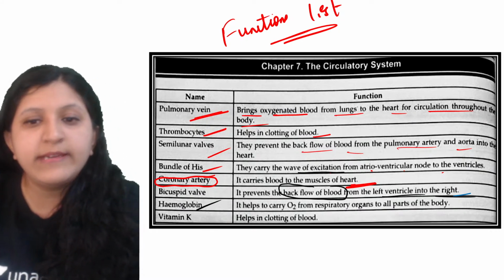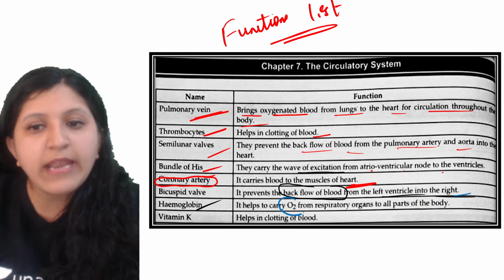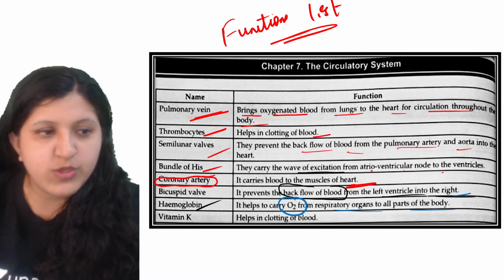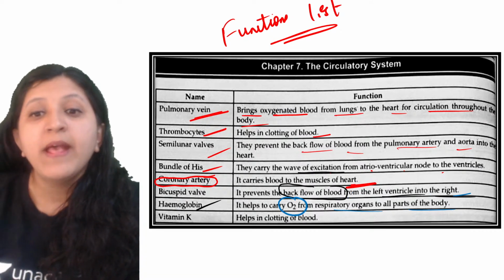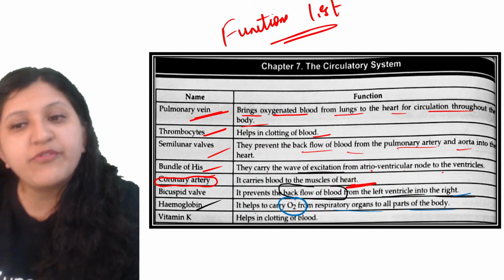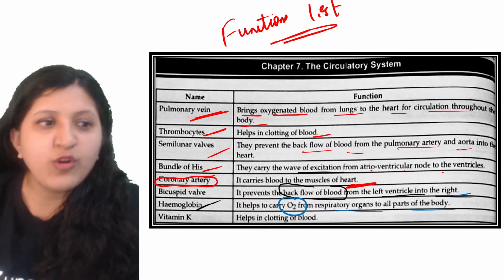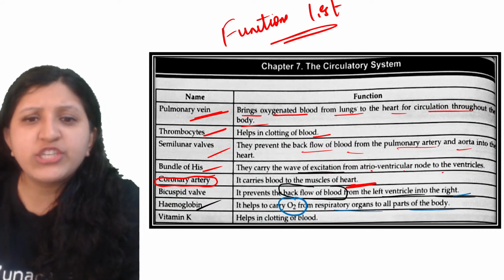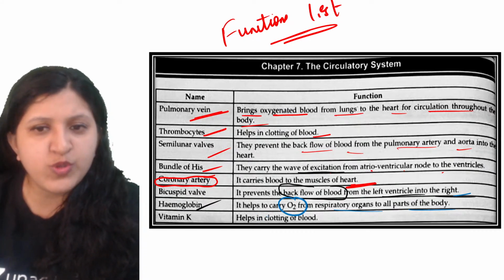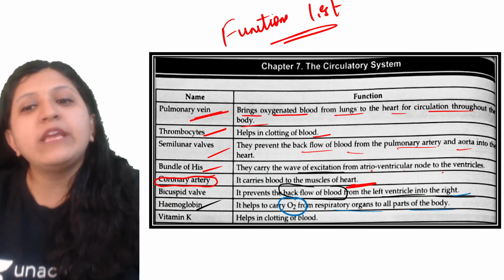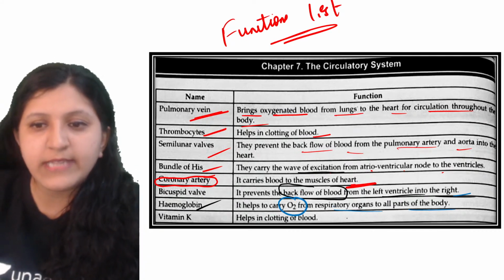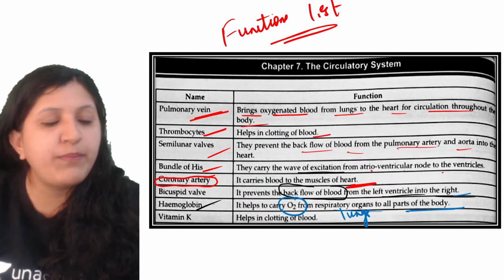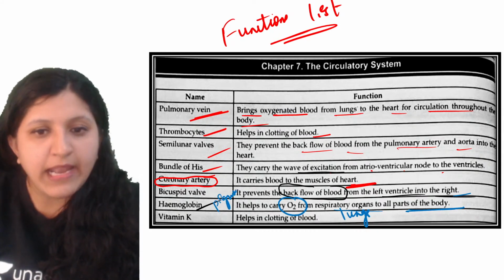Hemoglobin does a function where it helps to carry the oxygen from respiratory organs to all the parts of the body. You can also write, it helps to carry the carbon dioxide from all the organs, like all the tissues, to the respiratory organ, that is lung, or exchange of gases which can occur. So that can also be a function. So it helps to carry oxygen from respiratory organs, that is mainly from the lungs, to all the parts of a body. So hemoglobin pigment is the one which is carrying it.